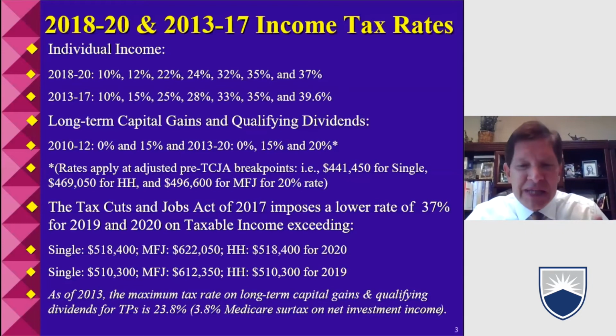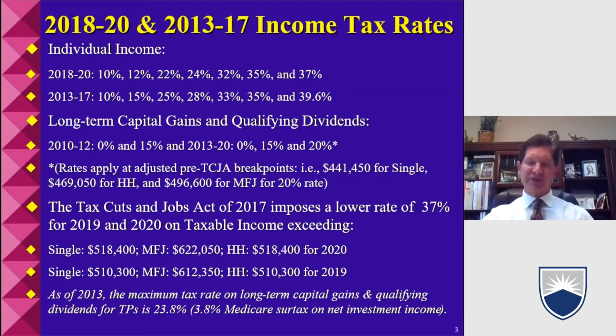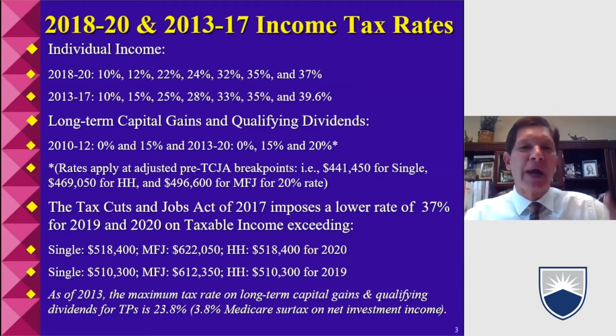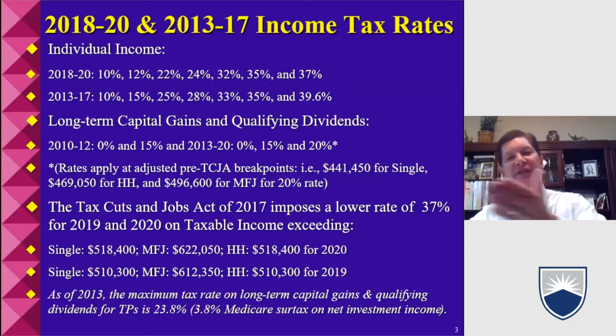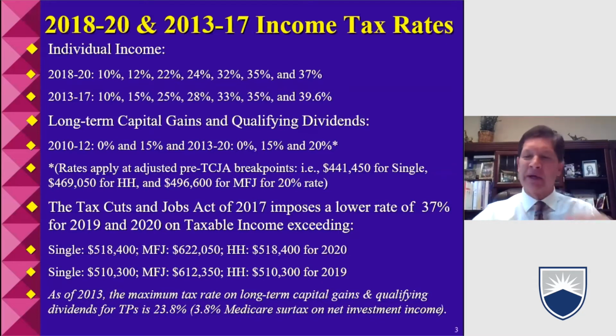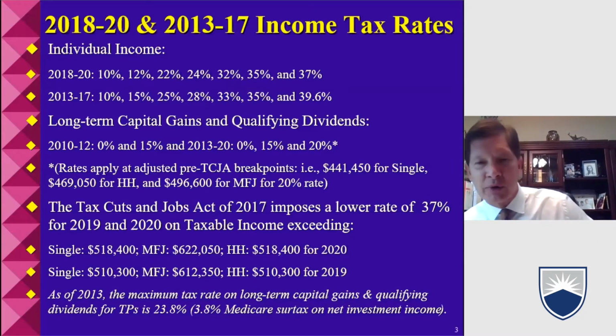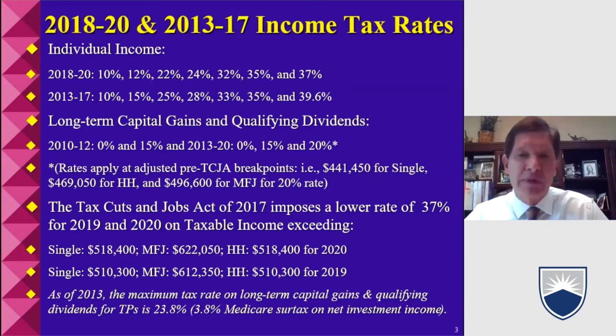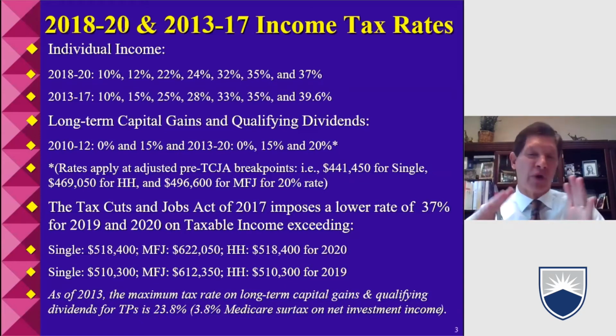Remember too, there's a 3.8% Medicare surtax. And that Medicare surtax is based on what? It's based on your AGI, in essence, exceeding $250,000 if you're married filing jointly, $125,000 if you're married filing separately, $200,000 if you're single or head of household. And it applies to the lesser of your investment income or the excess of your AGI over those threshold amounts, which are not indexed for inflation.